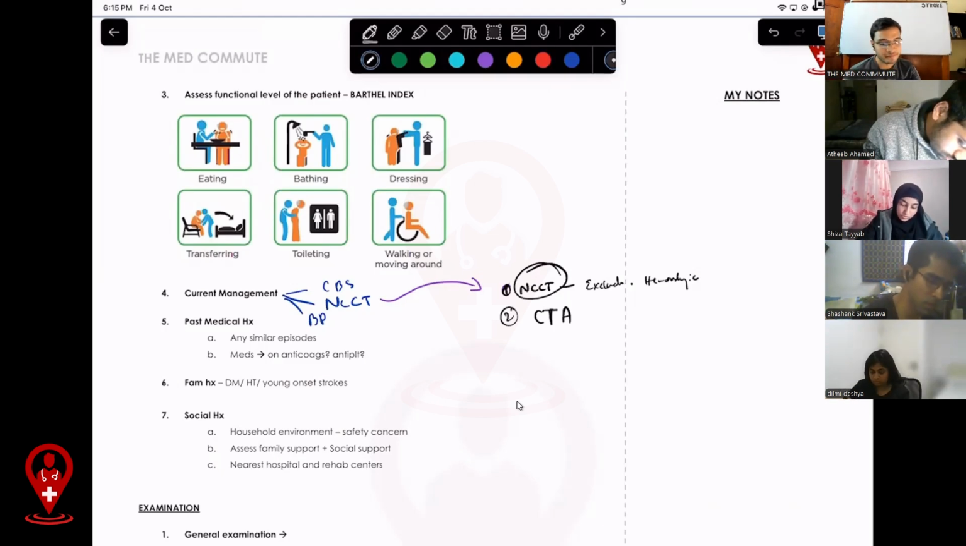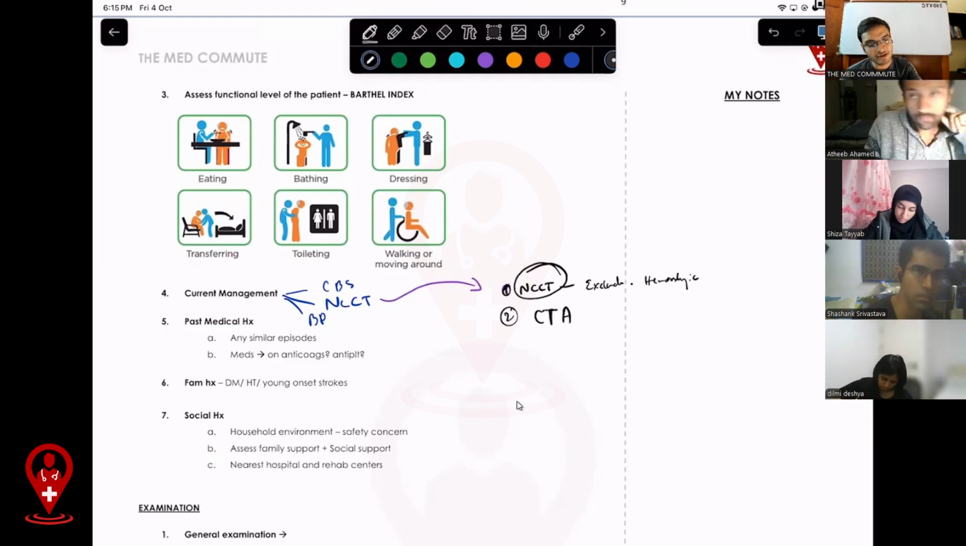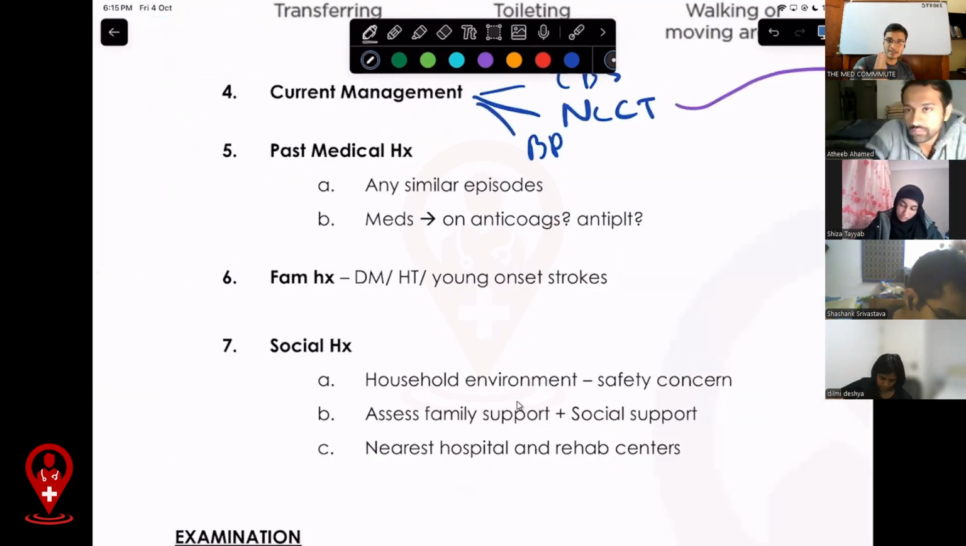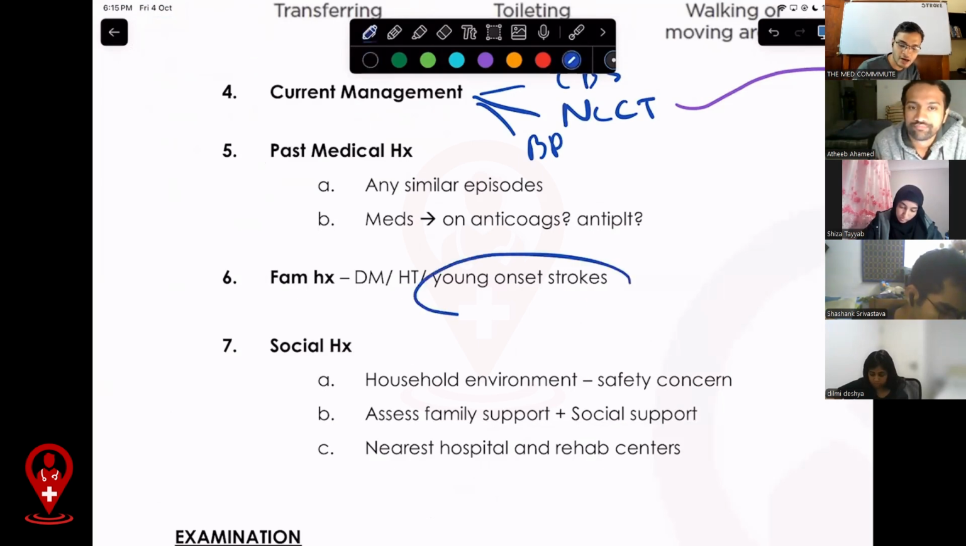Those are the basic initial diagnostics that I want you all to know, guys. Then we'll come back again to our history taking. About the past medical history, you have to ask, were there any similar episodes in the past? Have you been given any medications, any anticoagulants, antiplatelets? Family history, you must ask about young onset strokes. Young onset strokes is very important.